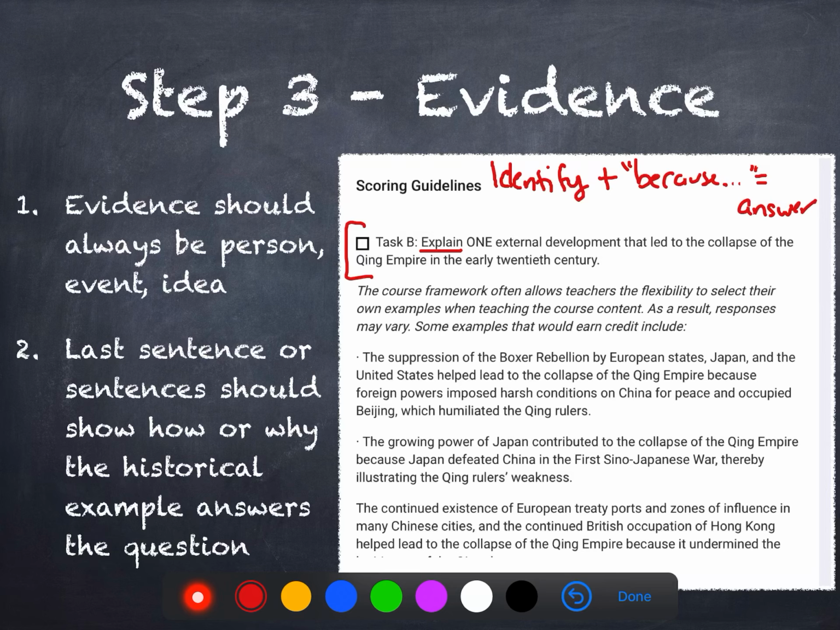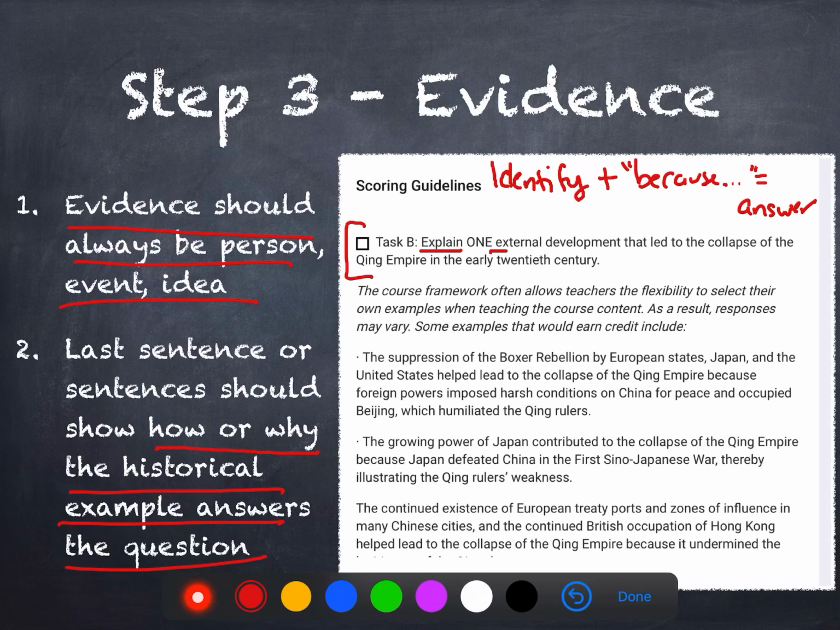But if you're not one of those people and you're like, hey, I want to do my simple sentences, I don't want to do these compound complex sentences, that's completely fine too. However, I'm going to go back to your evidence should always be specific, and it should explain how or why the historical example answers the question. It has to do that. So let's take a look.